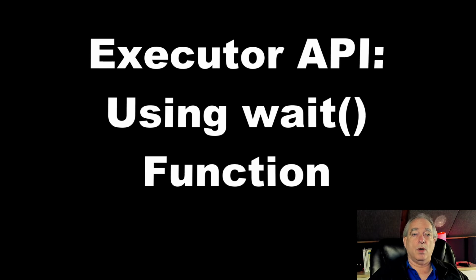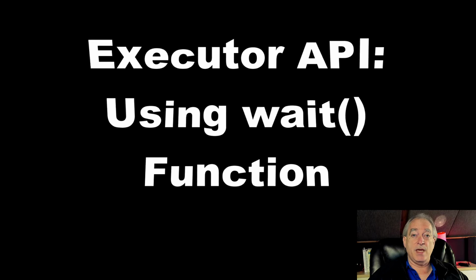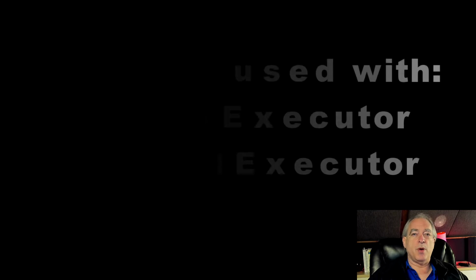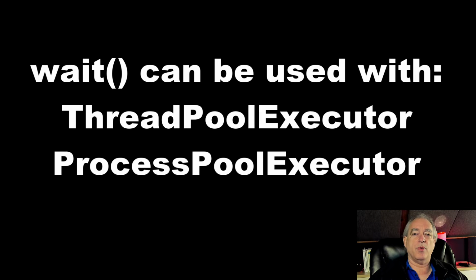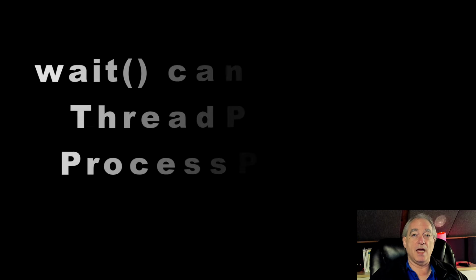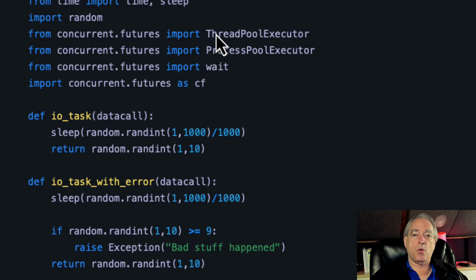In this video, we're going to talk about 3 new ways to wait using the Executor API and the wait function. These both apply to ThreadPoolExecutor and ProcessPoolExecutor. We're going to show the examples with ThreadPoolExecutor, but either one works. It's the same API. I'm going to import ThreadPoolExecutor and the function wait, and we're going to see how that works in a minute.